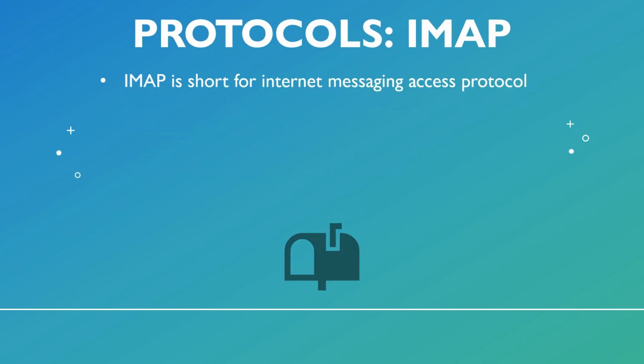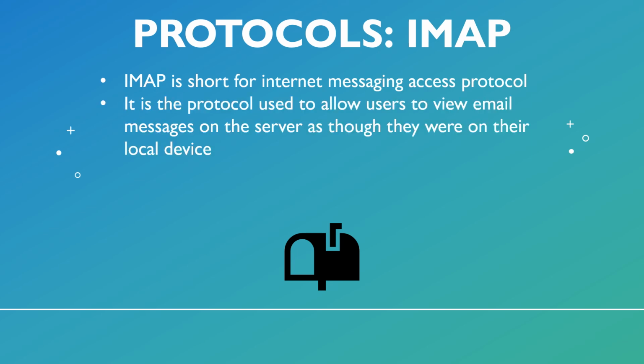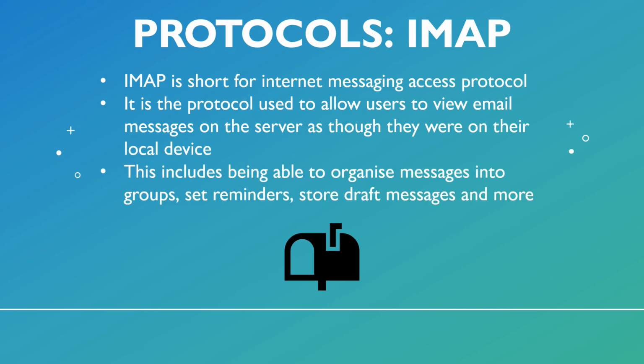IMAP, or the Internet Messaging Access Protocol, is the protocol that allows users to view email messages that they've received on their mail server from other people. This also allows them to organise messages into groups, set reminders, and store draft messages.